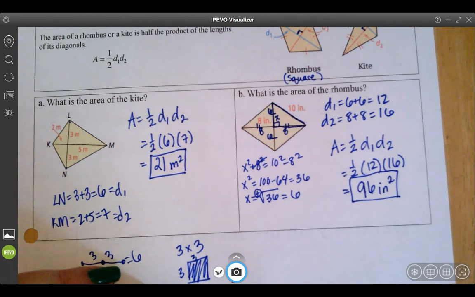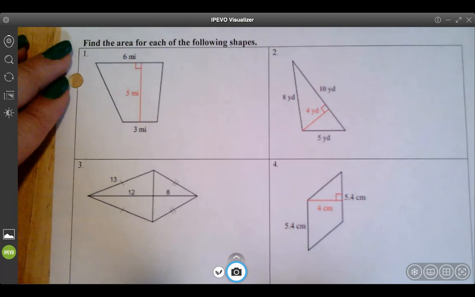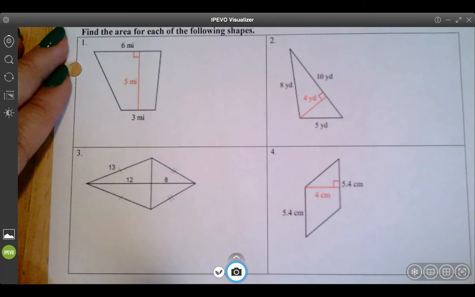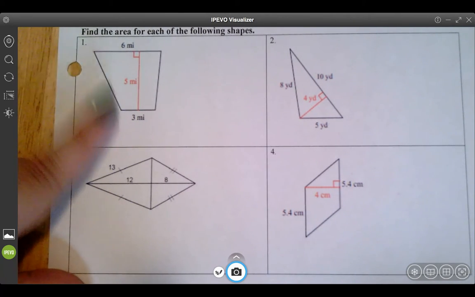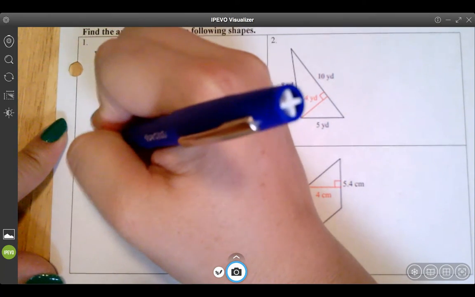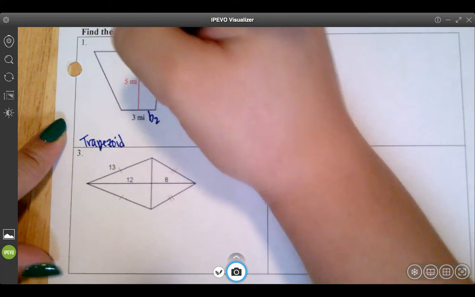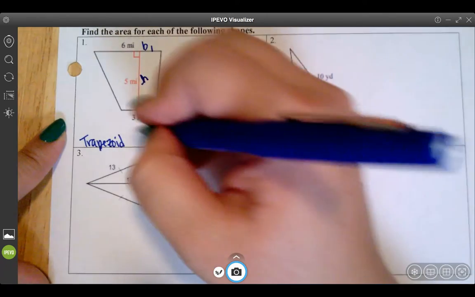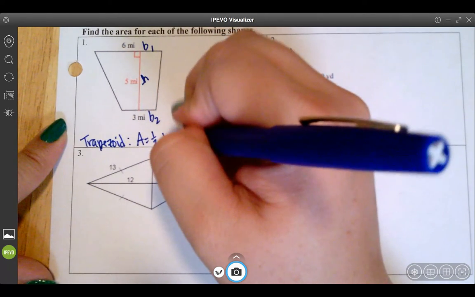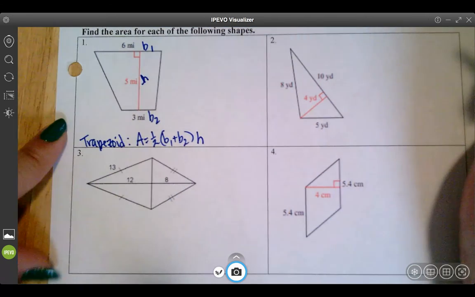Let's look at a couple more examples. The first part of finding the area of these shapes is to identify what shape it is and which equation we will use. So looking at this, it is a trapezoid. For a trapezoid, we have 2 bases and the height. Area equals 1/2 base 1 plus base 2, so that's the bases, times height. 1/2 bases times height.